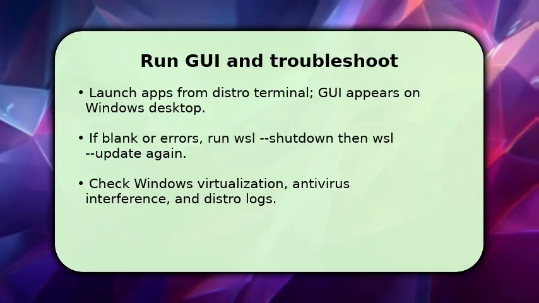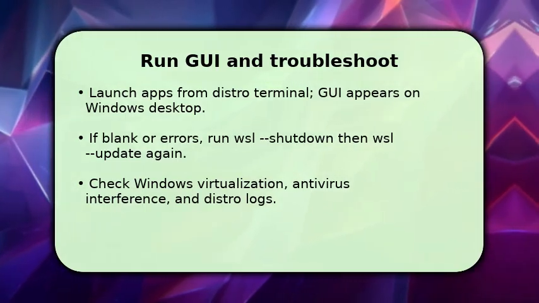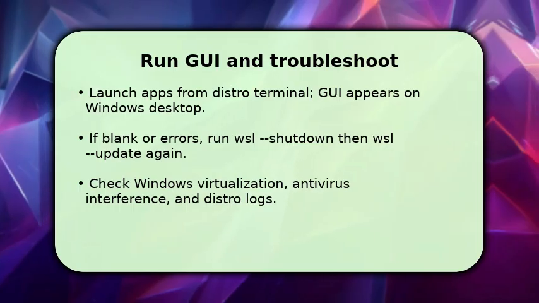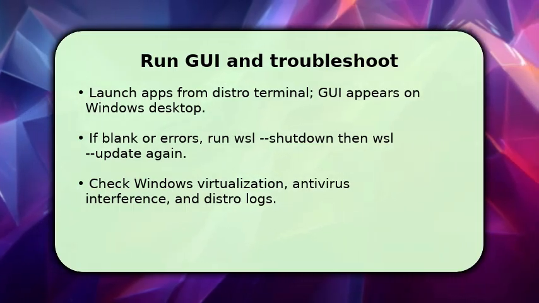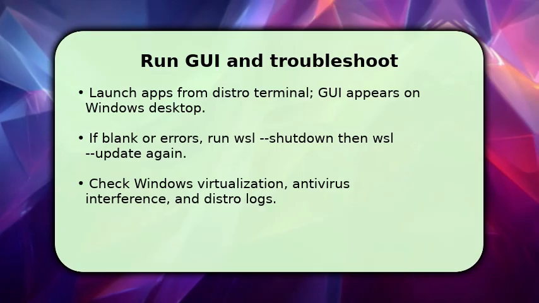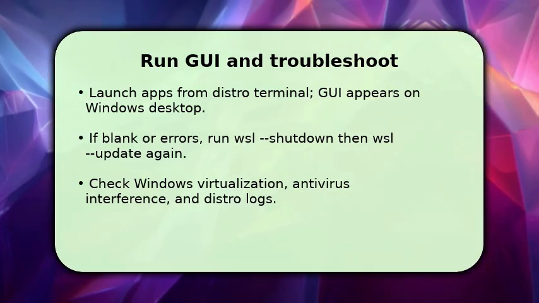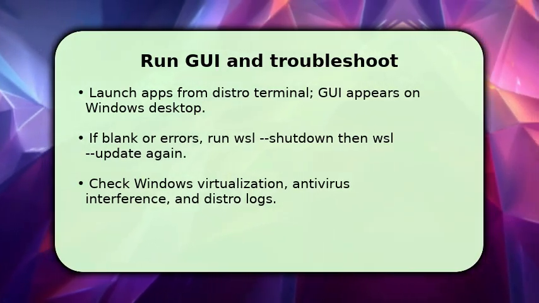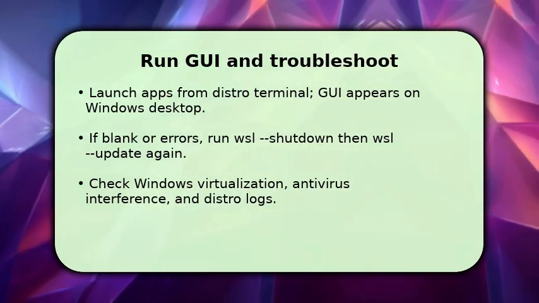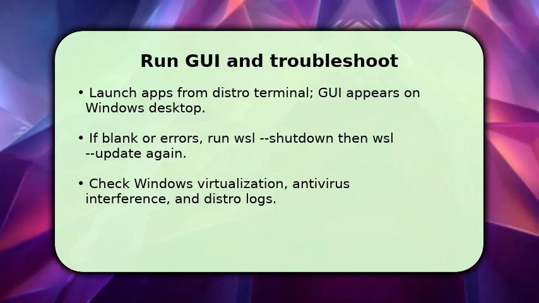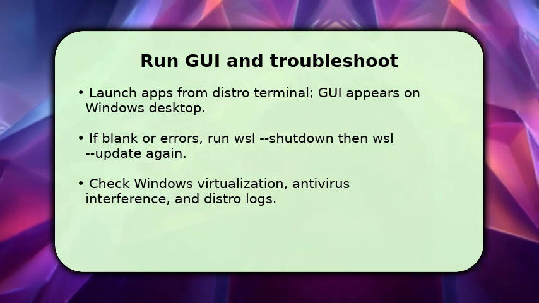If it fails, shut down WSL with wsl --shutdown and reapply wsl --update, then reboot Windows if needed. Make sure Hyper-V/virtualization is enabled and security software isn't blocking IPC. If problems persist, inspect /var/log and journalctl inside the distro for compositor or related errors.